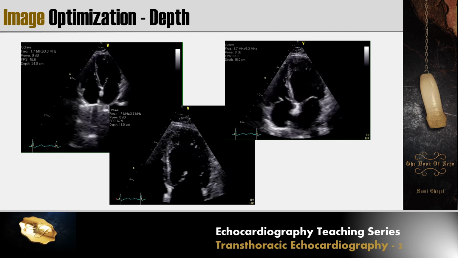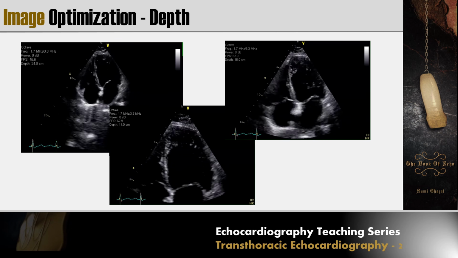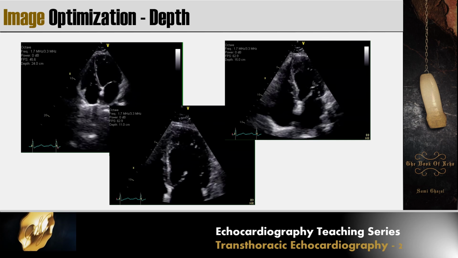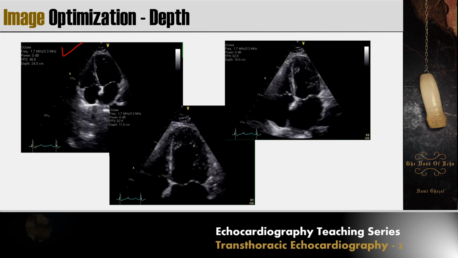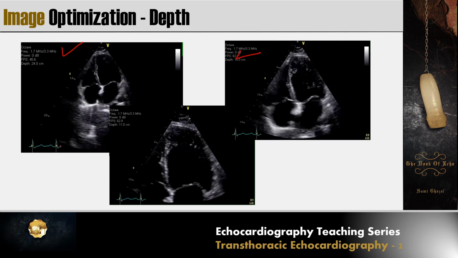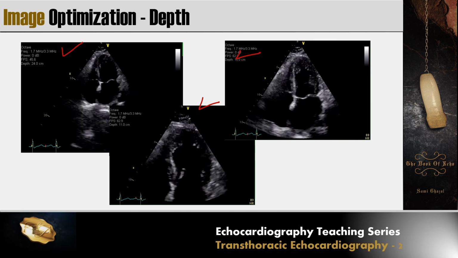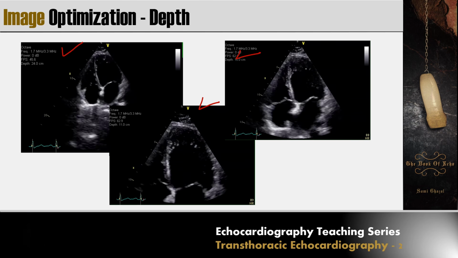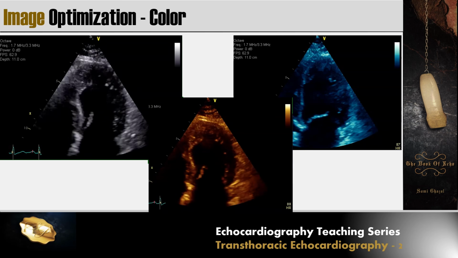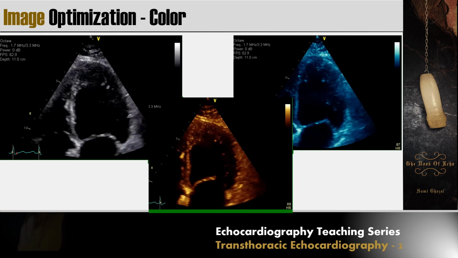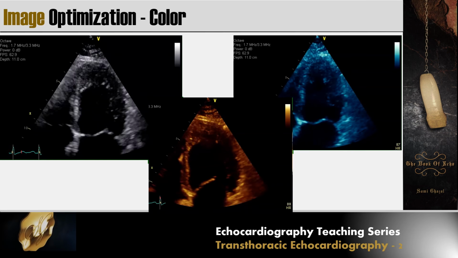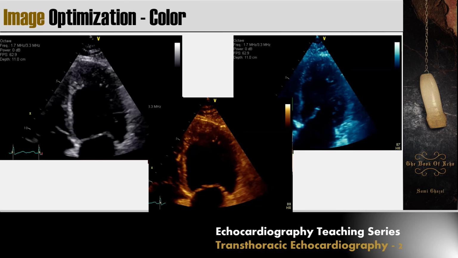Another part of image optimization is to always use the appropriate depth. So sometimes you need a high depth, like in this image, but you need also to take an appropriate depth and decrease depth. So make sure that you always use the appropriate depth that you need. The standard color is gray. However, in difficult images, changing the color mapping can aid visualization.